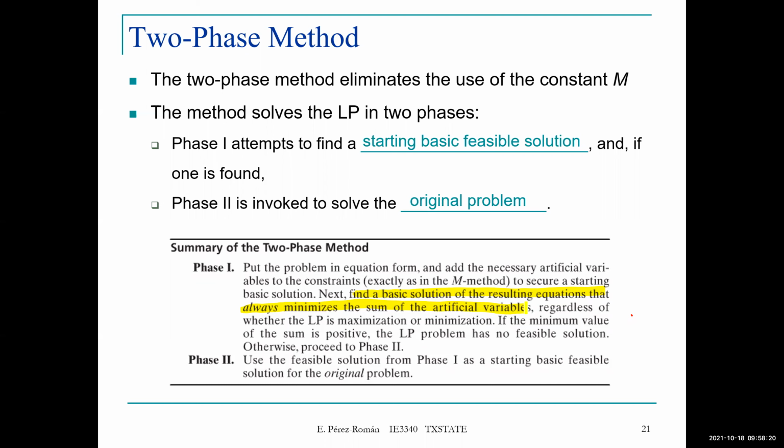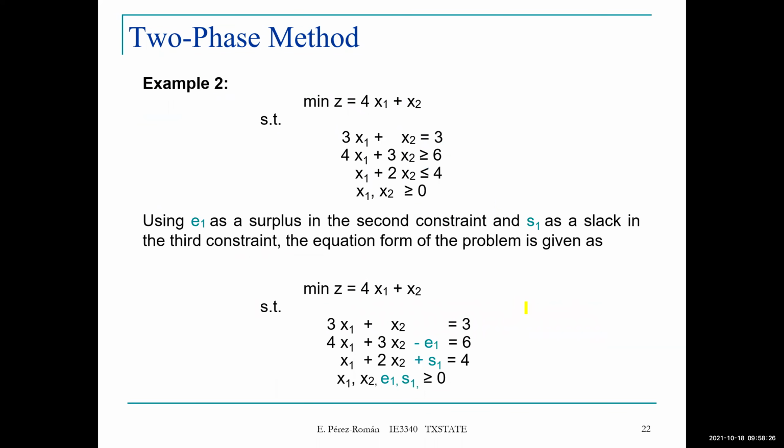Okay, so let's look at this from a problem perspective. This is the example, and we have the same problem actually, with 4x1 plus x2, and we have three constraints. 3x1 plus x2 equals 3, so we know we're going to need an artificial variable for this one. 4x1 plus 3x2 is also a greater-or-equal-to constraint, so that means we're going to need an artificial variable. And then we have x1 plus 2x2 less than or equal to 4.